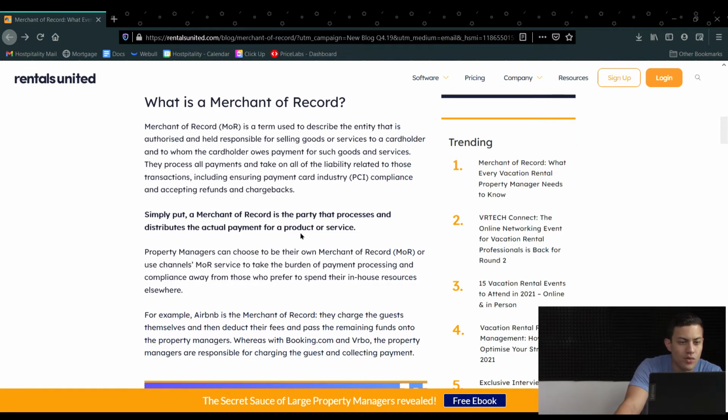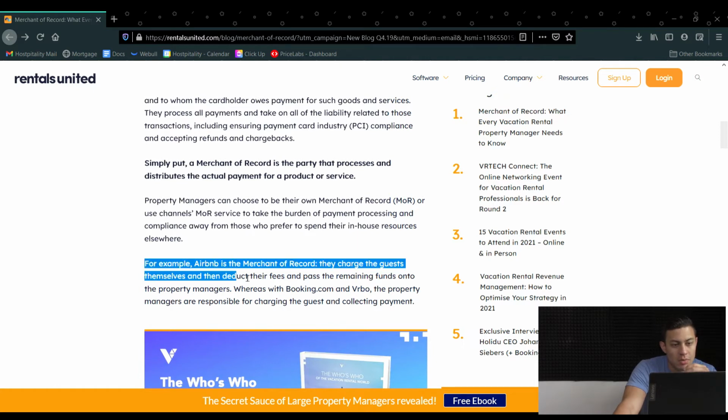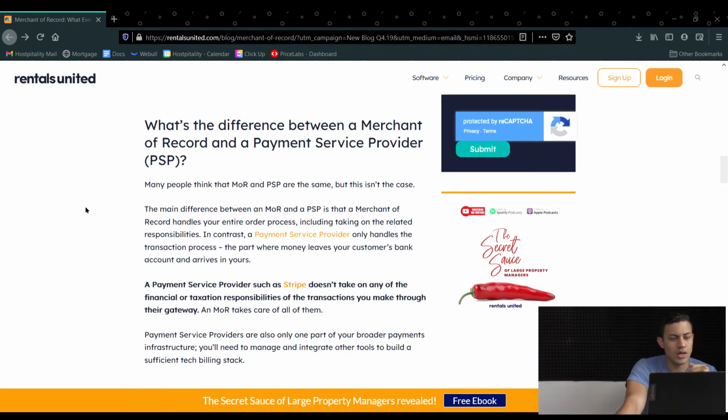So simply put, a merchant of record is the party that processes and distributes the actual payment for a product or service, right? Property managers can choose to be their own merchant of record or use a channel's MOR service to take the burden of payment processing and compliance away, for those who prefer to spend their in-house resources elsewhere. For example, Airbnb is the merchant of record. They charge the guests themselves, then deduct their fees and pass the remaining funds on to the property managers, whereas with Booking.com and VRBO, the property managers are responsible for charging the guest and collecting payment. So yeah, there you have it. Those are the three main examples, since they're, I would say, the most popular channels out there.